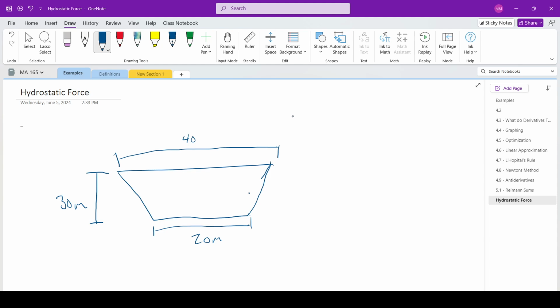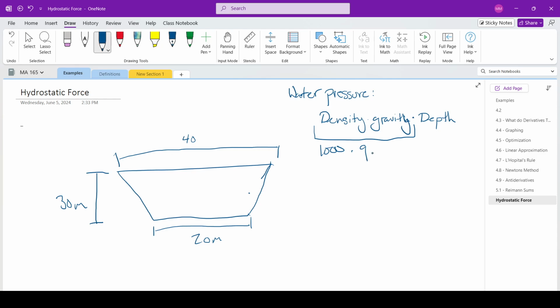In order to do that, we need to know what water pressure is. So water pressure here is going to be the density of the water times the gravity that we have here on Earth, times the depth. Density and gravity in this case are just constants, right? So we have 1,000 times 9.81. So we've got to figure out our depth.